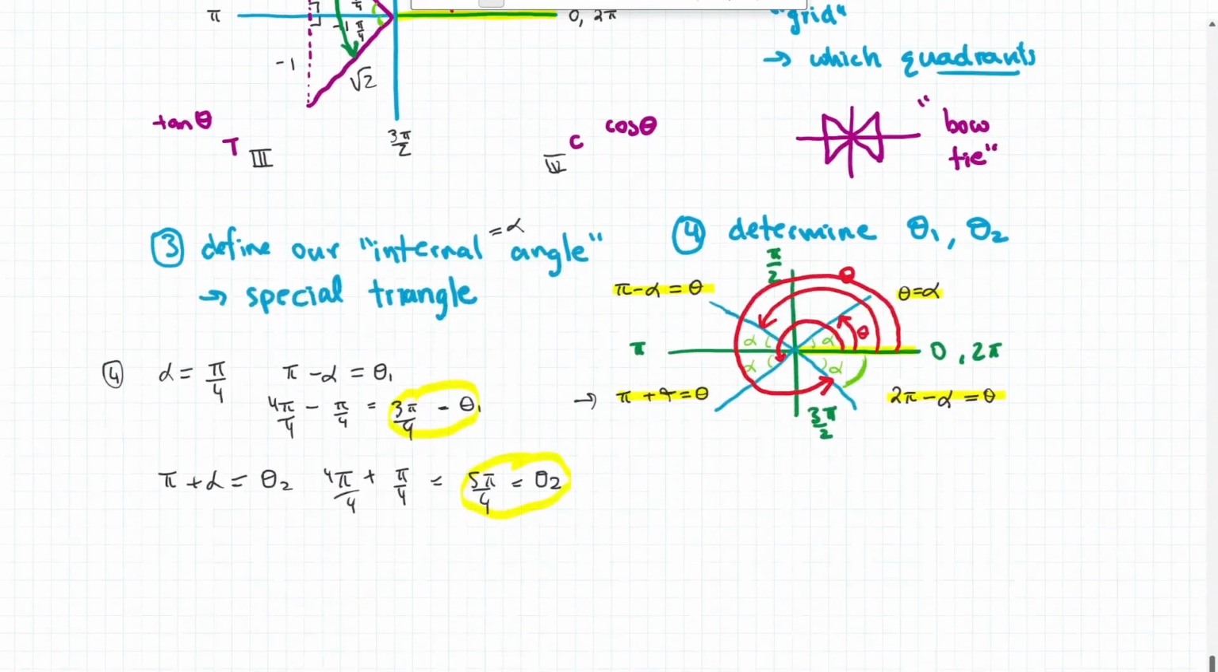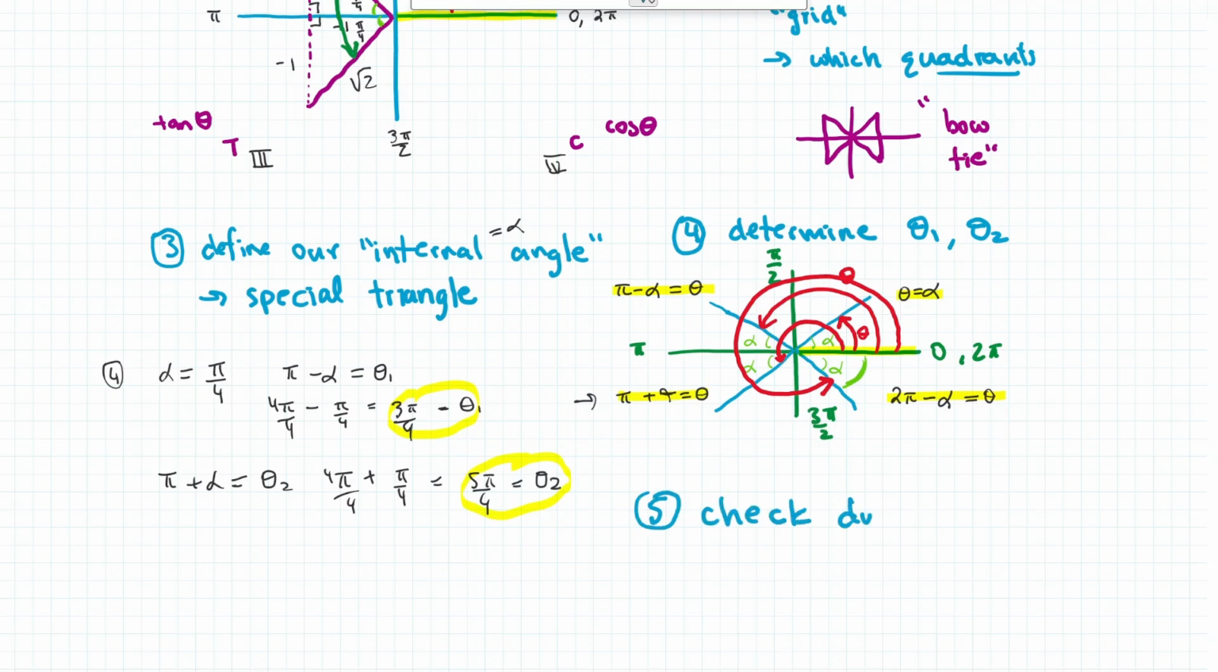And then the last thing you want to do is step 5, check your domain. Just be sure that both of your answers fall within your domain. So we know our domain is theta has to be between 0 and 2 pi. So just be sure that we have here 3 pi over 4 and 5 pi over 4, that they both fall within this domain, and we can see that they do, but it's always good to check.